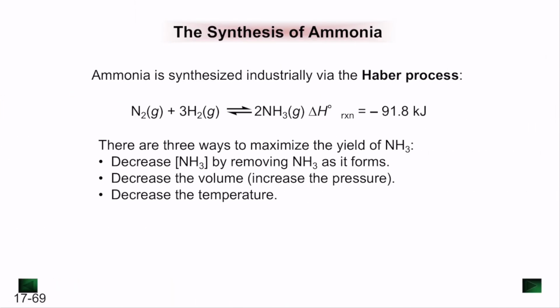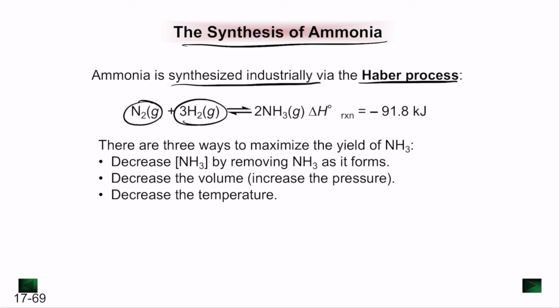So next, let's come to the last topic, the synthesis of ammonia. Ammonia is synthesized industrially via the Haber process. The reaction involves N2 and hydrogen combining to create NH3. Notice that the reaction is exothermic. Now there are three ways to maximize the yield of NH3.